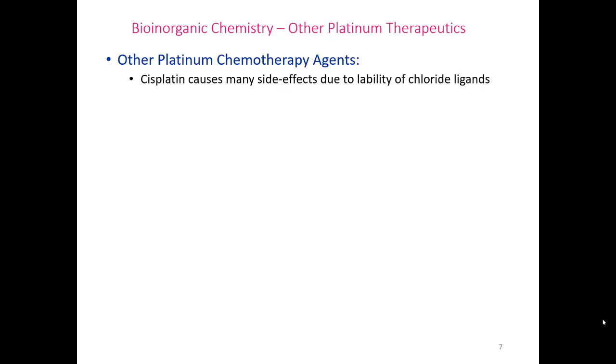A major issue with cisplatin, however, as we mentioned previously, was that it has many side effects that cause cancer patients significant pain. Many of these issues are caused by the lability of the chloride ligands, which cause the cisplatin to leave the bloodstream relatively quickly and gives less time for the metal complex to reach cancerous cells.